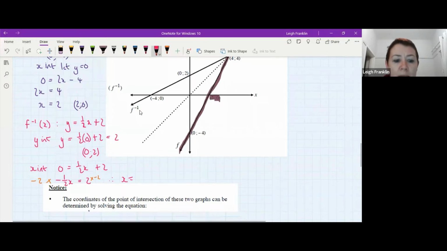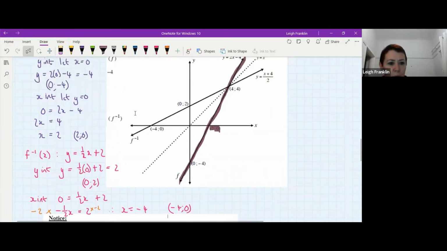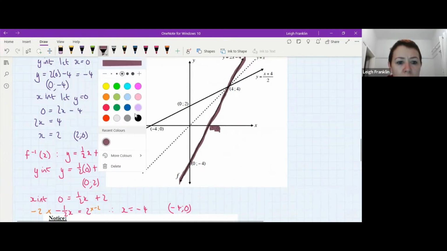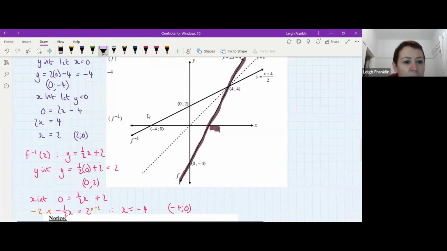And that's why x would end up being negative 4. Okay, so what's super important here to realize, if we compare the purple with the pink: our y-intercept was (0, -4), with our pink graph our y-intercept is (0, 2). Can you see how it's switched around?